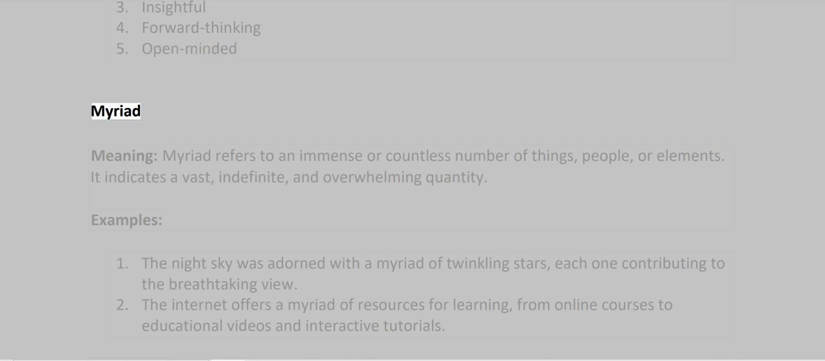Myriad. Meaning: myriad refers to an immense or countless number of things, people, or elements. It indicates a vast, indefinite, and overwhelming quantity. Examples: 1. The night sky was adorned with a myriad of twinkling stars, each one contributing to the breathtaking view. 2. The internet offers a myriad of resources for learning, from online courses to educational videos and interactive tutorials.